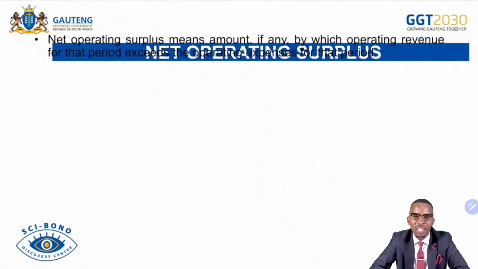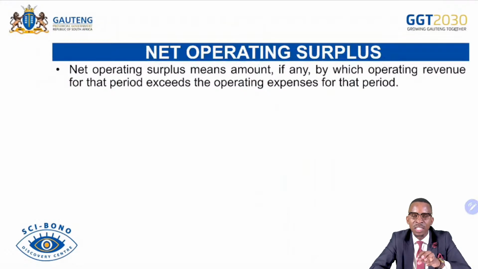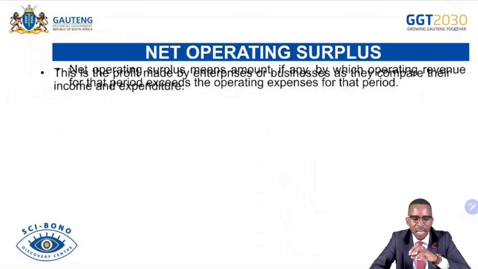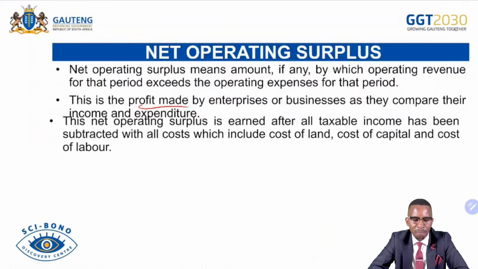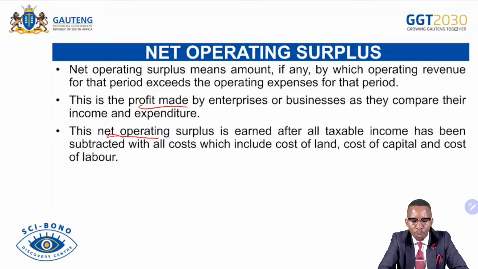The net operating surplus. Remember, surplus is an extra, so in this case we regard that as a profit. Net operating surplus is the amount, if any, by which operating revenue for that period exceeds the operating expenses for that particular period. So that is known to be the profit earned by businesses after sales. This is the profit made by enterprises or businesses as they compare their income and expenditure. We call that a net operating surplus.